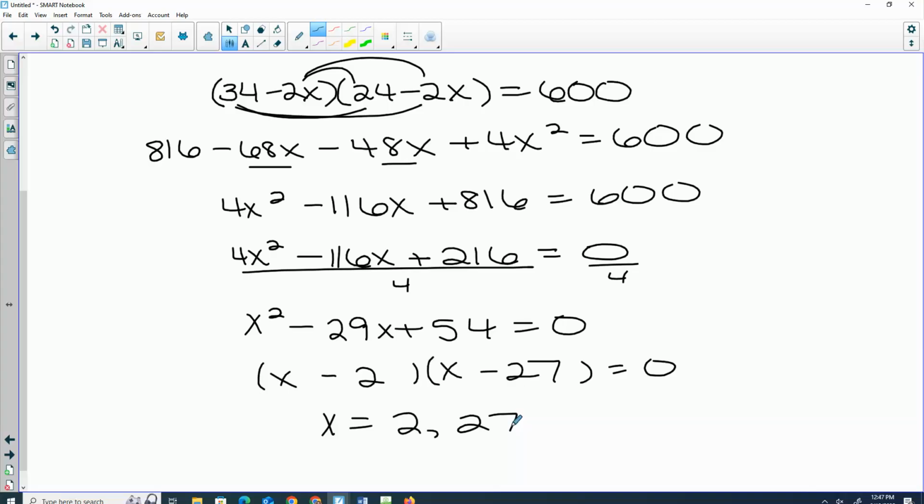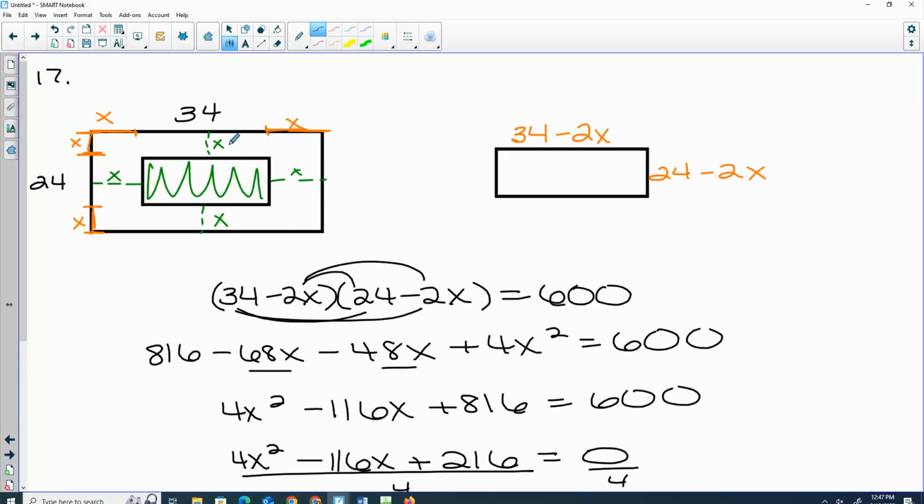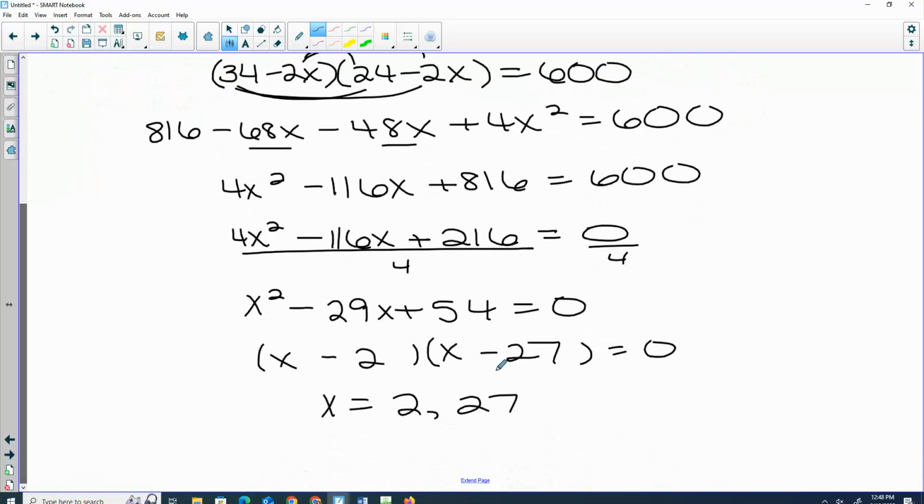Alright, but both of those aren't the answer. I'm looking for the dimensions of the picture. X represents the width of the mat showing. What happens if X is 27? Yeah, that would give me a negative, wouldn't it? Or you could think it's only 24 wide, so it's impossible to have 27 inches showing on each side. So in this problem, the 27 would not make sense.